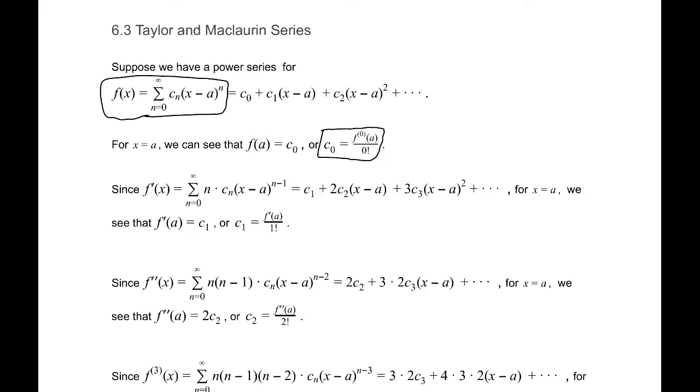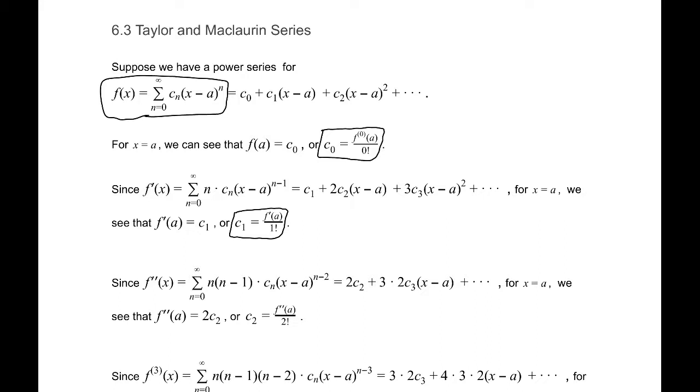Because we can take derivatives term by term, we can see that f prime of x has this power series representation: n times c n times x minus a to the n minus 1. Here's the expanded form, and if we evaluate each of these at x equals a, we get 0, 0, 0, and so on, which allows us to see that f prime of a is just c1. Again, I'm going to write that as f prime of a divided by 1 factorial, which is just 1.